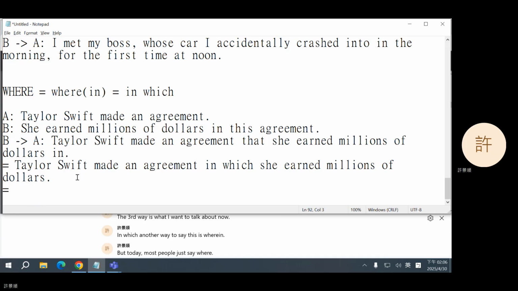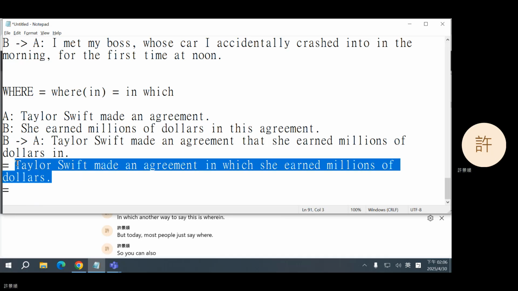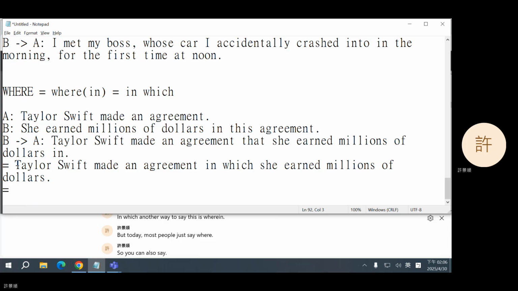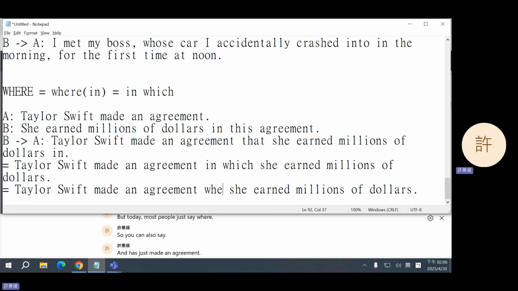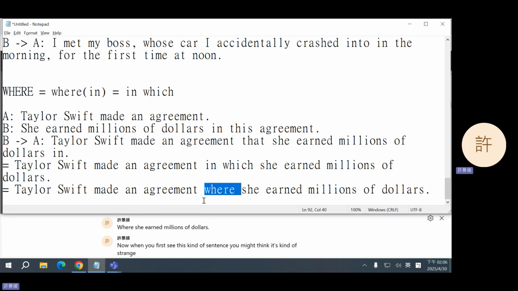So you can also say, Taylor Swift made an agreement where she earned millions of dollars. Now, when you first see this kind of sentence, you might think it's kind of strange. There is no location in this sentence. There is no place in this sentence. So why are we using the word where?